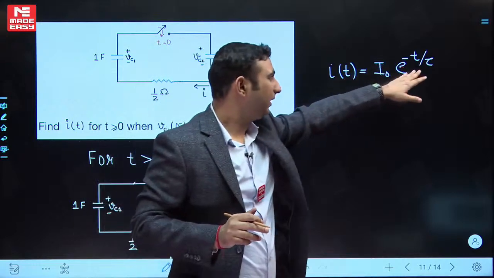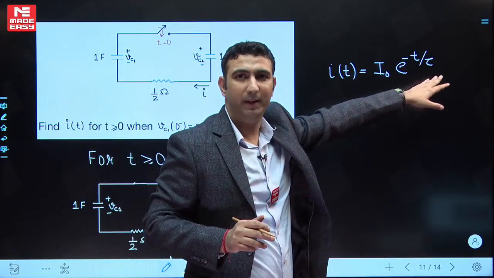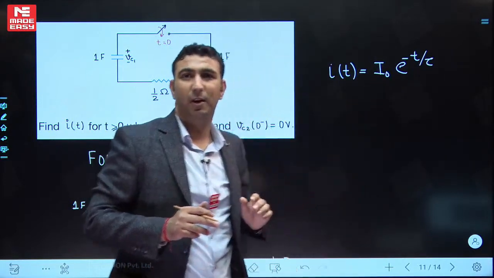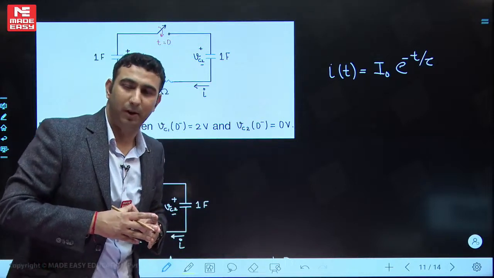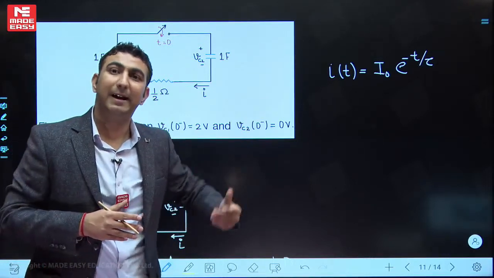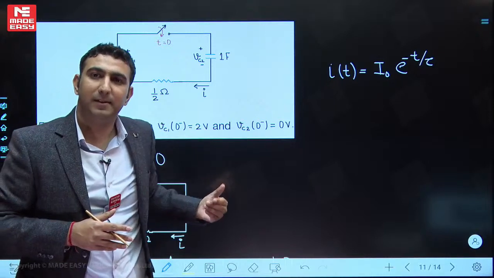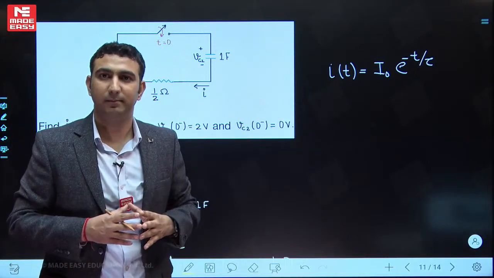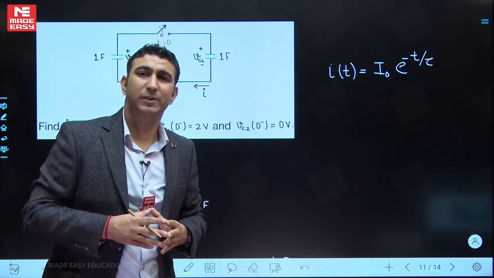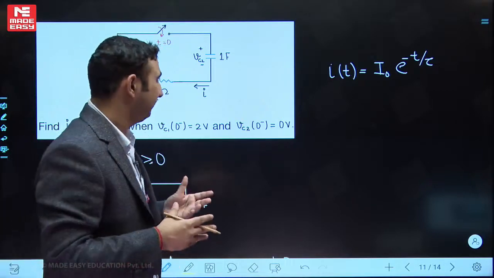Tau will be the time constant. Of course I can handle that, no problem, we can calculate it. I naught, how to calculate the I naught? Because I cannot say the current at t equal to 0 minus in the capacitor will be the same at t equal to 0 plus. How are you going to do that? We are going to use the concept of the initial condition questions.